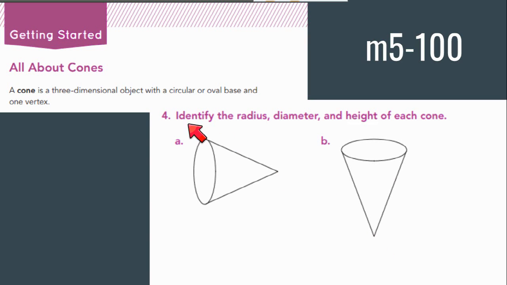Okay. Number 4 says identify the radius, diameter, and height of each cone. We did this yesterday with Mr. Schrog and cylinders. We just talked about it in our Cornell notes. I want to give you about 30 seconds here. I want you just to draw in the radius, draw in the diameter, and label these, and draw in the height. Remember, height is always straight up and down, not the diagonal. So I'm going to give you a second. Go ahead and do that.